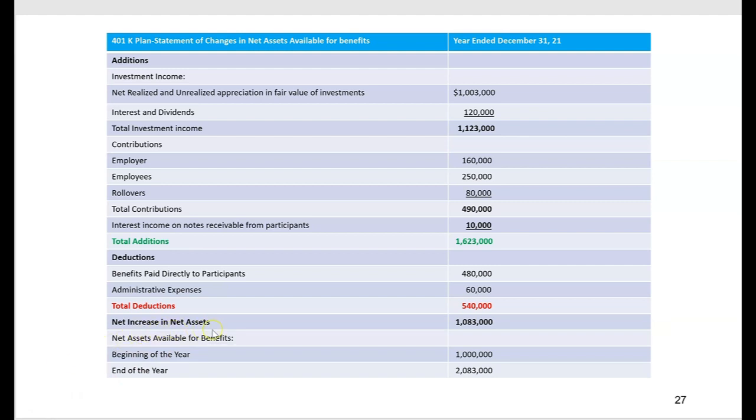Then if you start with the net increase in net assets, here of $1,083,000, then you see there's net assets available for benefits at the beginning of the year and then at the end of the year. I don't think you're going to have to do much calculation on this, just understand the flow.